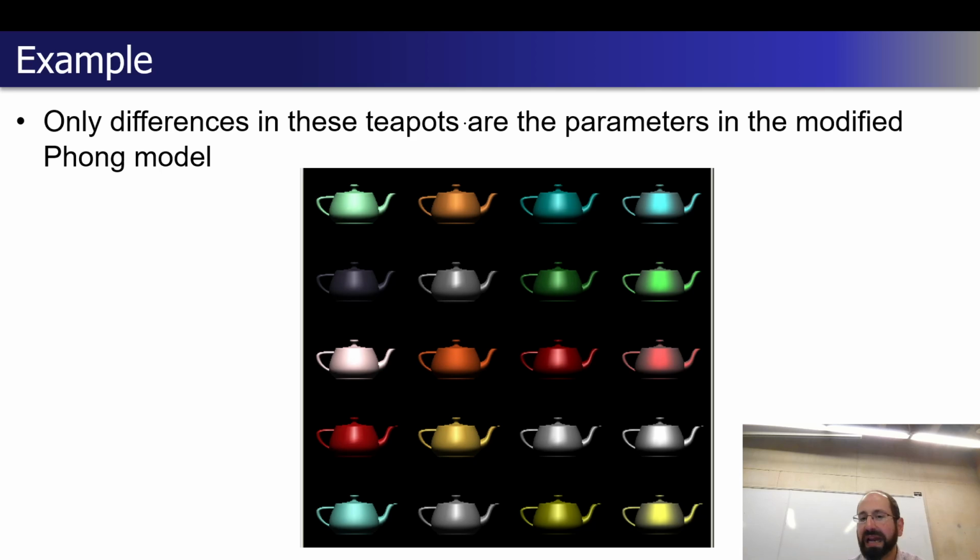So here's an example that kind of shows them all in one slide. This is all the same Utah teapot, and the only difference is the parameters in the modified Blinn Phong model, right? And they look significantly different, and the reason they look different is we're just changing the parameters. Some are shinier than others, some are duller than others, and they're different colors, not because we specified a color buffer in any way, shape, or form, but because we changed either the lighting properties or the material properties.